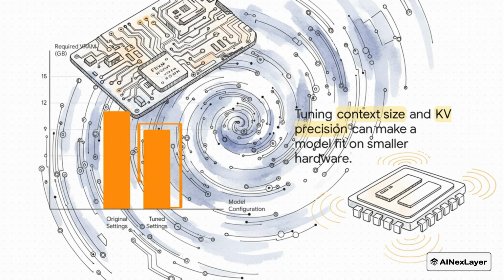And here's what that looks like in the real world. Let's say a model with its default settings needs 11.1 gigabytes of VRAM. Well, just by tweaking the context size and switching the KV cache to a more efficient format, we can get that memory requirement all the way down to 9 gigs. And that could be the difference that lets it run on your GPU.